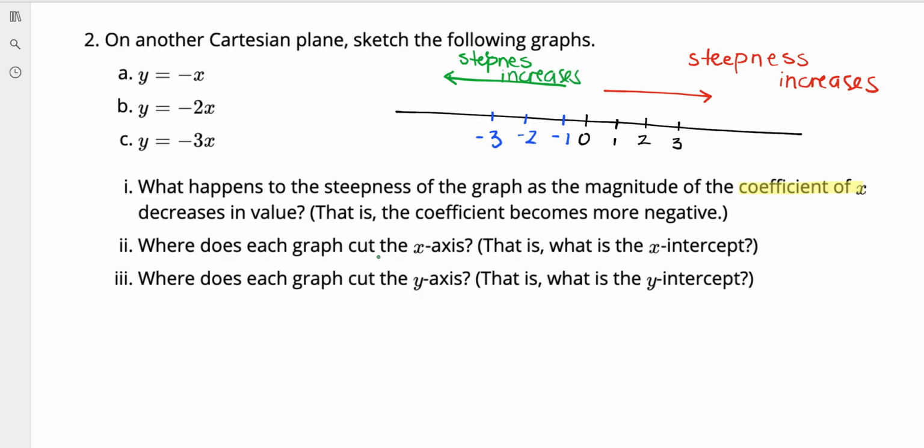Where does each of the graphs cut the x-axis and the y-axis? Again, both go through the origin, so both go through 0, 0. Wonderful. Let's do the next question on the next video.